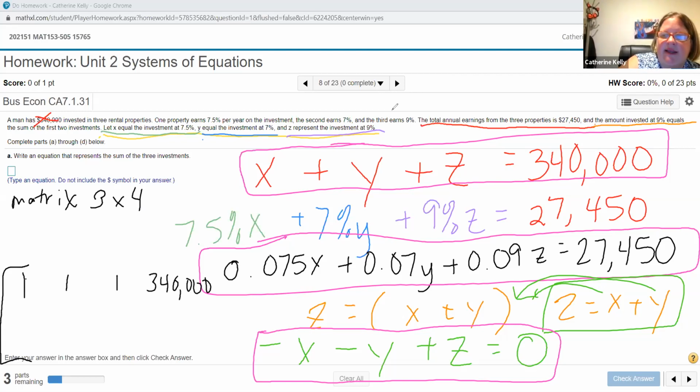On my next line, my second equation, I'm going to have 0.075X. I'm not going to put the X in there though. My next number is 0.07. My next number is 0.09. And then it's going to total 27,450.